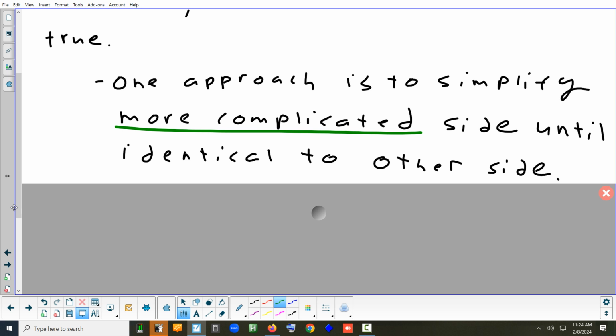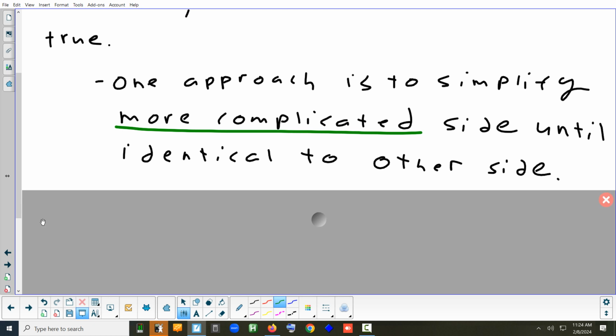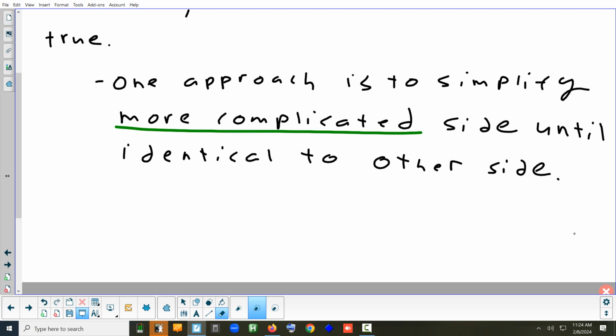How would you reverse that? How would you know just what to put back in? You wouldn't. So that's why you always start with the complicated side and try to simplify it. You technically can work with both sides at the same time. We're not going to do that. We're just going to start with the complicated side and simplify.